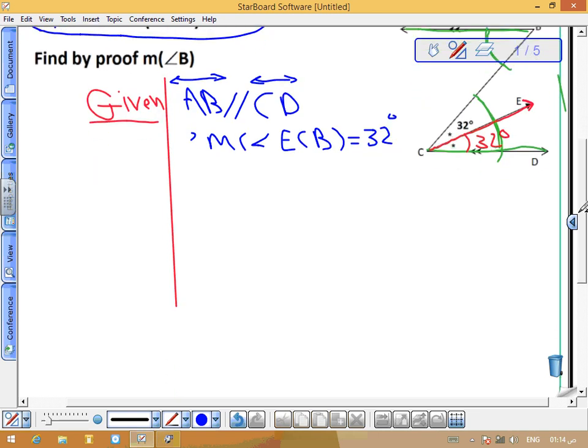Number two, write the RTF. What is the RTF? The RTF is the question in the problem. What is the question in the problem? Find by proof measure of angle B. Finding measure of angle B.